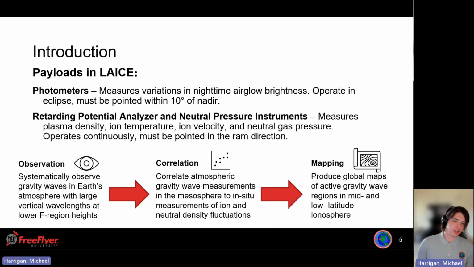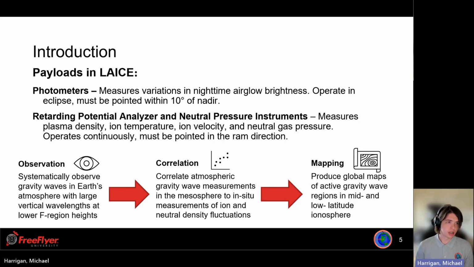So a quick overview of the CubeSat that we'll be looking at today. The CubeSat's name is LASSI. It has two payloads on board. First, a set of photometers, which measure variations in nighttime airglow brightness. They're going to operate in the eclipse side of the orbit, and they have to be pointed within 10 degrees of nadir.